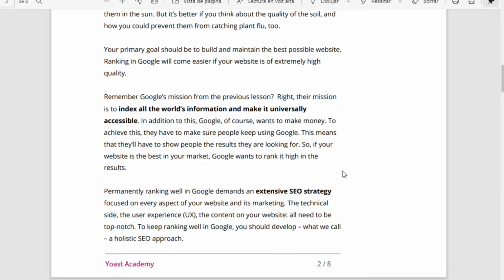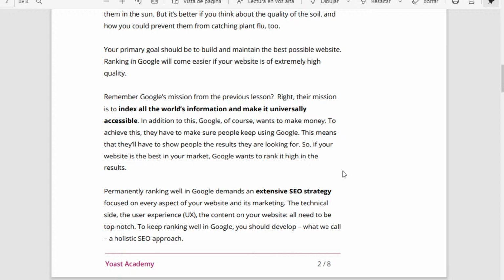Remember Google's mission from the previous lesson? Right, their mission is to index all the world's information and make it universally accessible. In addition to this, Google, of course, wants to make money. To achieve this, they have to make sure people keep using Google. This means that they'll have to show people the results they are looking for. So, if your website is the best in your market, Google wants to rank it high in the results.